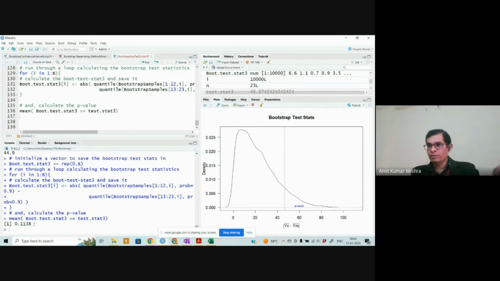Since P is bigger than 10%, you cannot say that there is a difference. So overall, this was from scratch, if you want to write your own program for the bootstrap.